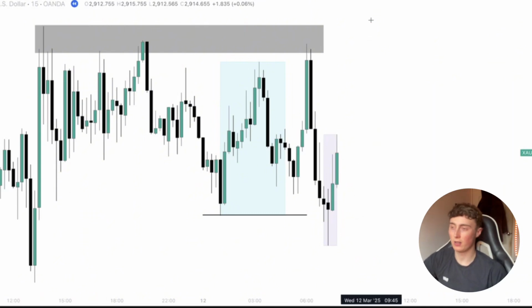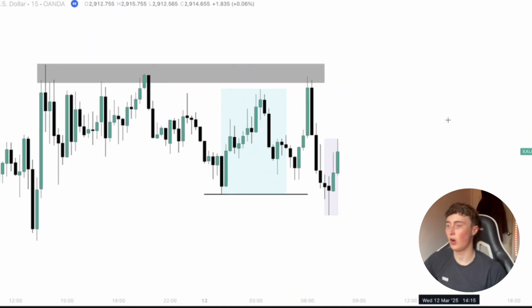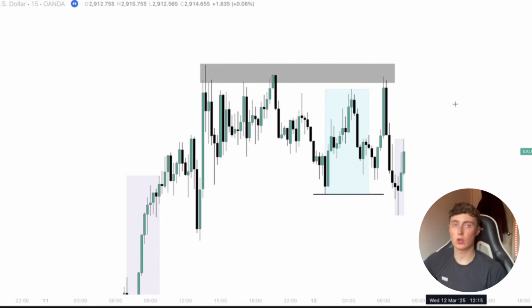Now, again, I'll talk about the targets because this was CPI day. So again, we're not going for those big external range liquidity or buy side liquidity targets that we have on the higher time frame. We're just going conservative with it.